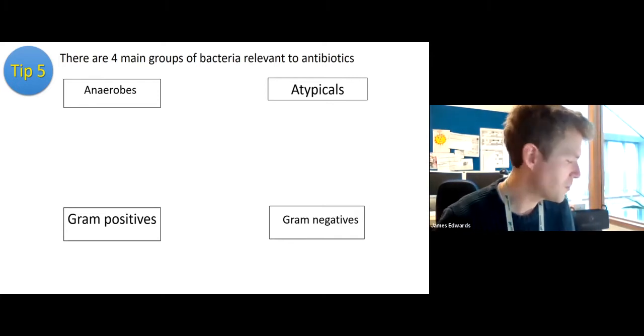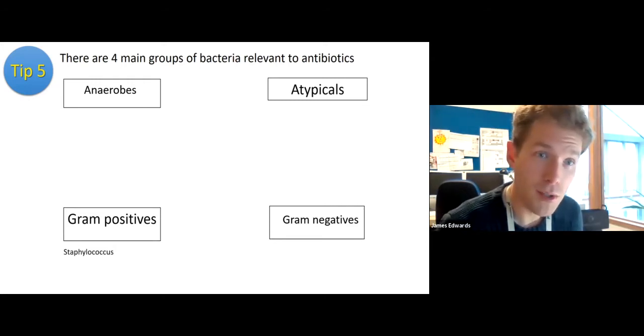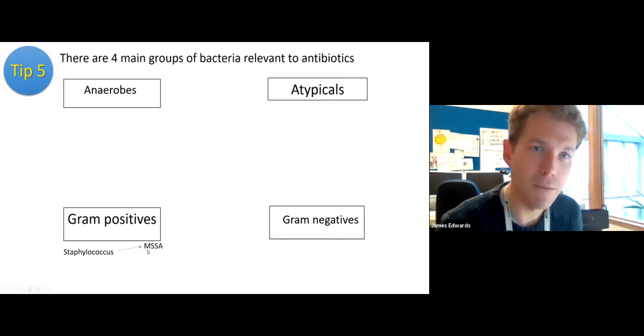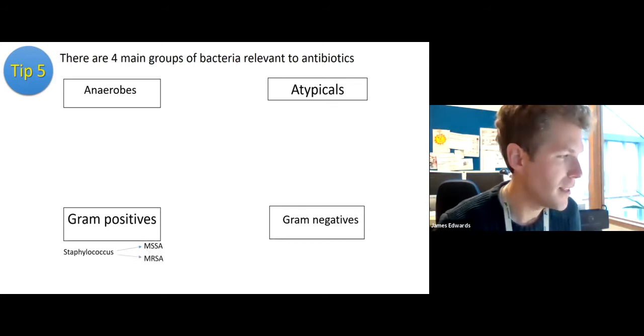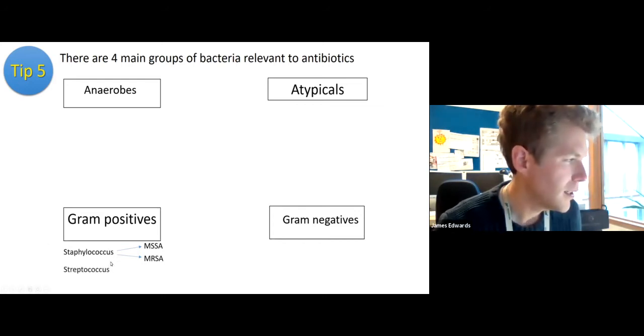So let's go through a few specific examples of each of these things. With the gram-positives, a really important organism to be mindful of is Streptococcus and Staphylococcus and Enterococcus. We'll start with Staphylococcus. With staph, you can have what are called methicillin-sensitive Staph aureus and methicillin-resistant Staph aureus. So MRSA sometimes goes by the name MRSA, particularly if you're watching videos from the United States.